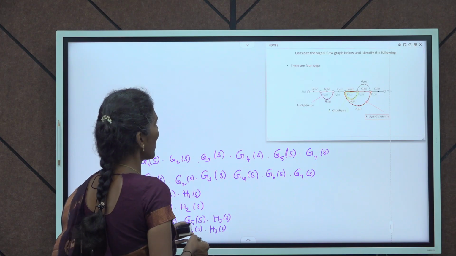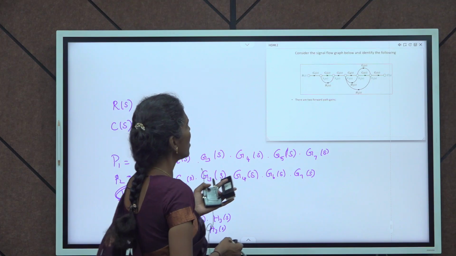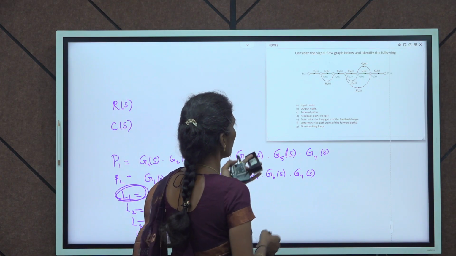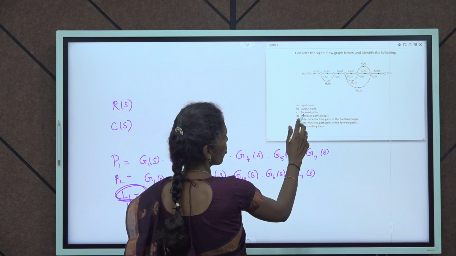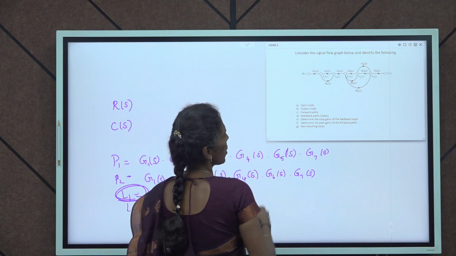So this is about the basic things what we have discussed. From the graph we have come to the conclusion that we find out the input node, output node, path, feedback path, the loop gains as well as the non-touching loop.